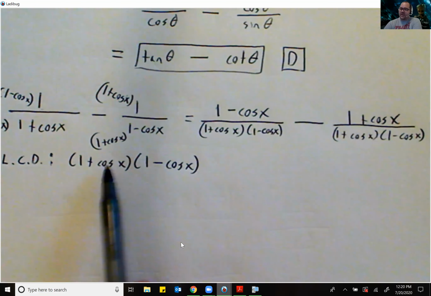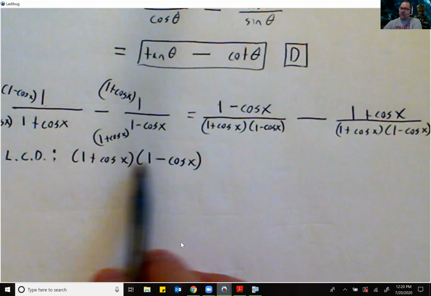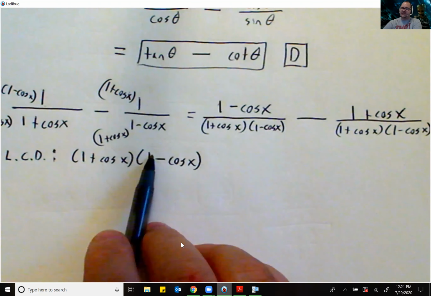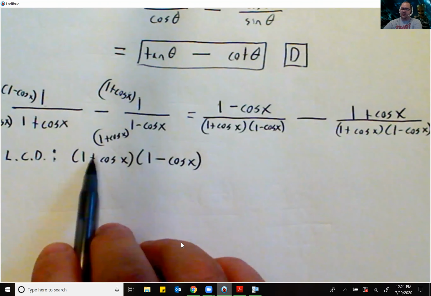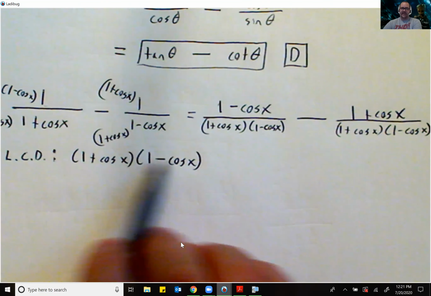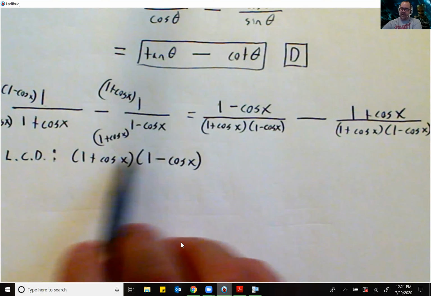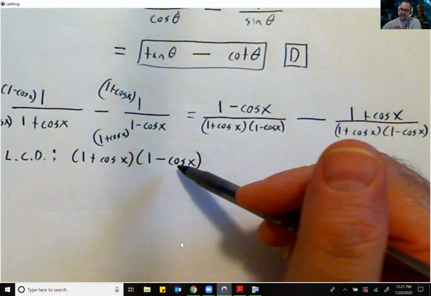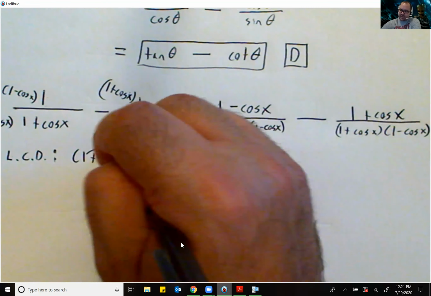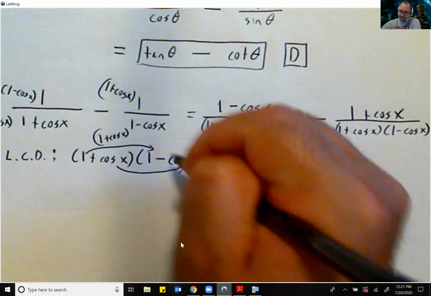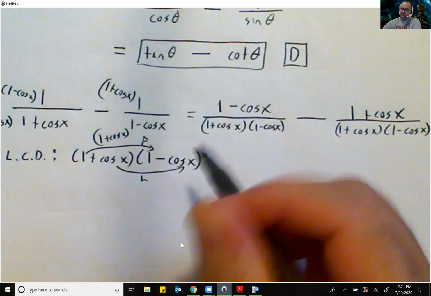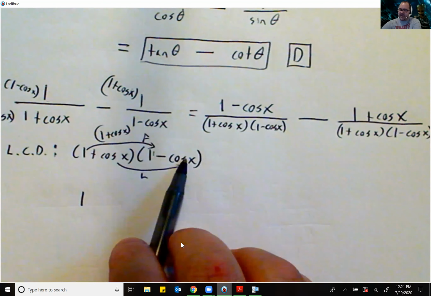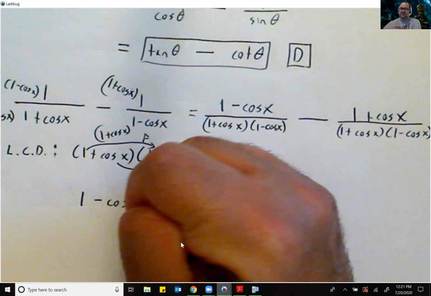Now, in this next step, I'm actually going to FOIL this out because I want this FOILed out answer. I'll show you why here in just a second. If you FOIL this out, because these are conjugates of each other, see how one's plus and one's minus, the middle term's going to cancel out. So all I have to do is really Florida it, which means just multiply the first and multiply the last. F, L, Florida. 1 times 1 is 1, and cosine x times cosine x is negative cosine squared x.